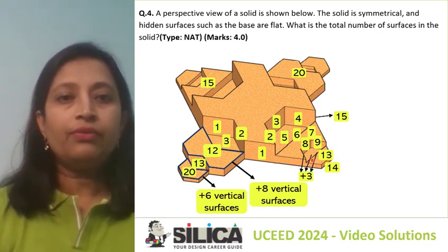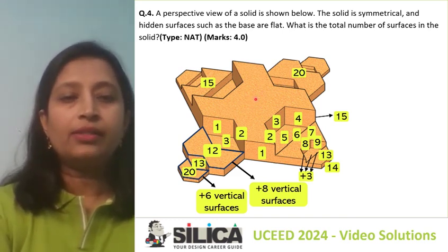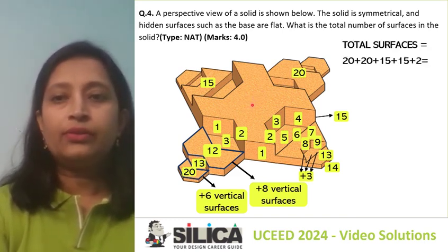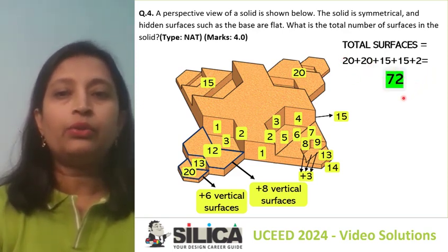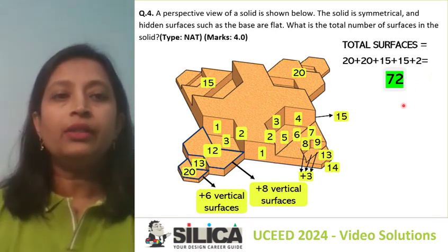So here 15, this 15, this 20, this 20, and there is this top surface and the bottom one which is counted as a single surface. So total surfaces will be 20 plus 20 plus 15 plus 15 plus 2, that is 72. So for this question the answer will be 72.